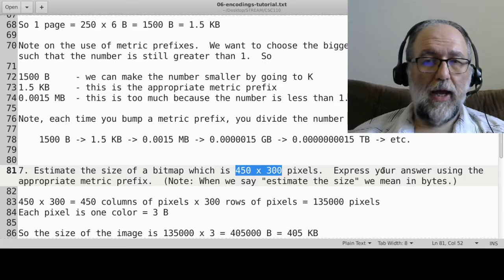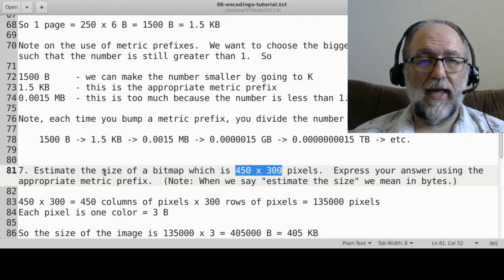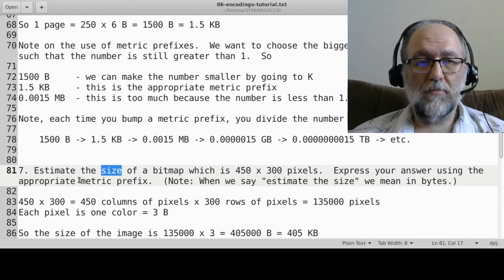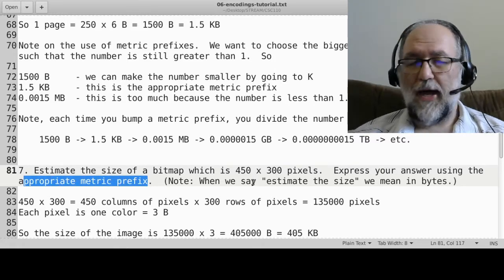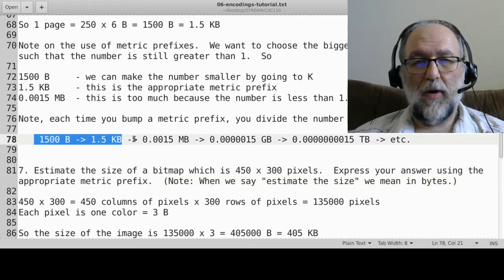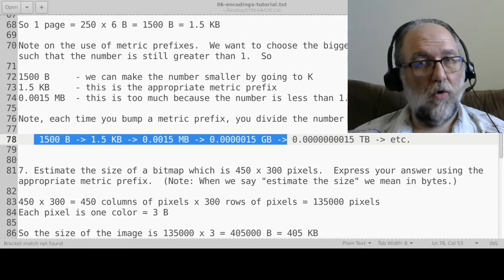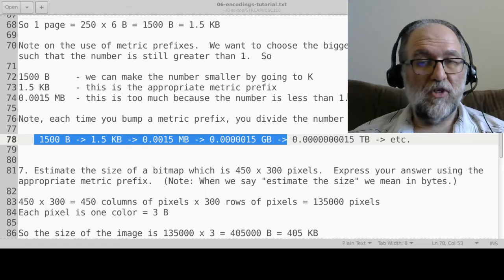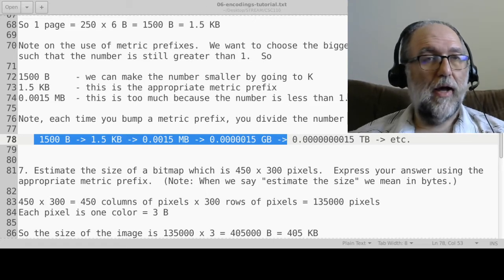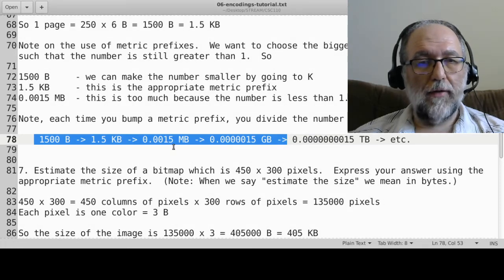And how big is that? So estimate the size and express your answer with the appropriate metric prefix. I won't always say that, but I want to emphasize it now: I want you to decide which metric prefix gives you a number which is bigger than 1 and less than 1,000.